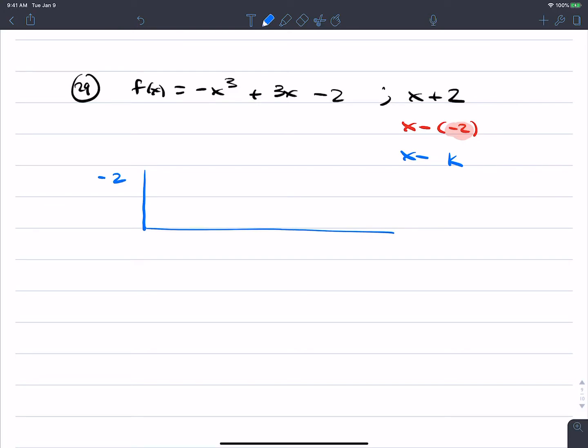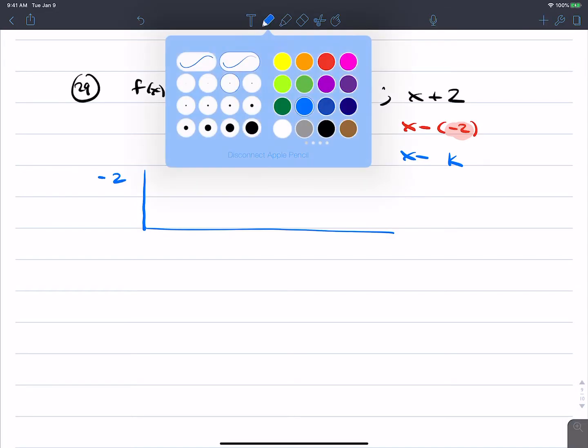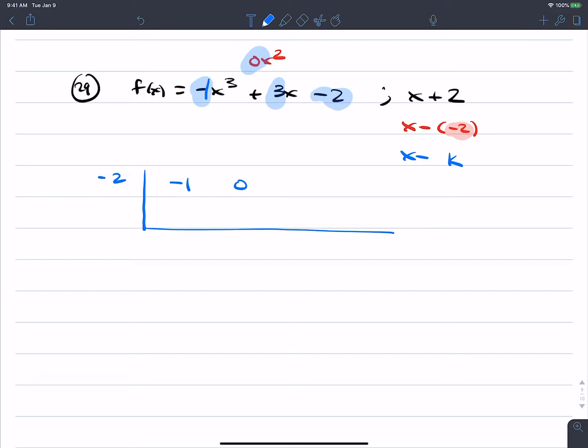Let's also notice our coefficients. We got negative 1, but we also notice here that we have a term that is missing. The x squared term is missing. And so we're going to have to put a 0x squared. So when we notate the coefficients now, negative 1, 0, 3, negative 2, we are now ready to do synthetic division.